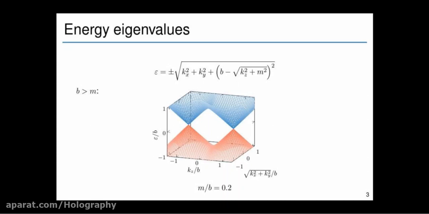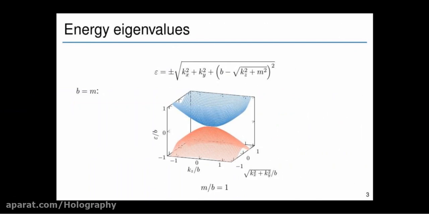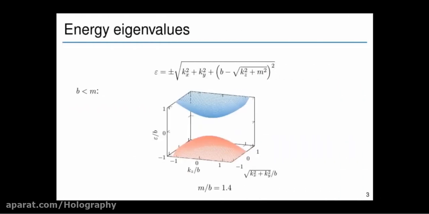Now if I increase M relative to B, the locations of these Weyl nodes change slightly. They come closer together, and eventually when M is equal to B, the 2 Weyl nodes collapse on top of each other, and you get a single band touching point with quadratic dispersion around it. If I increase M further, then the bands no longer touch. So for M larger than B, we have an insulator rather than a Weyl semimetal. There's a quantum phase transition as I vary this dimensionless ratio between the 2 parameters.